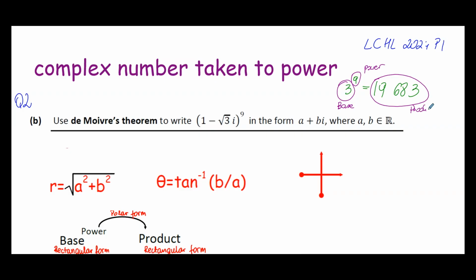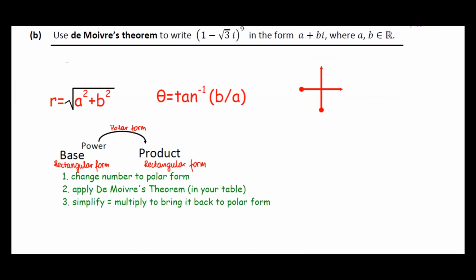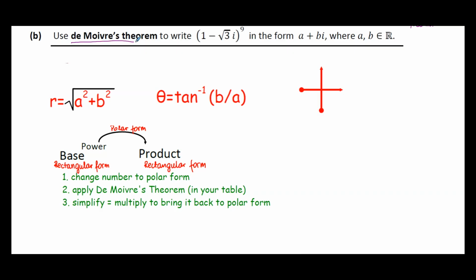Here, 3 is the base, 9 is our power, and therefore the outcome is the product. So when we have a complex number taken to a power and we need to arrive at the outcome, we go from rectangular form and finish with rectangular form, but to cross over we have to change it to polar form. Why? Because this theorem is only used in the polar form. That's the reason why we have to change it.